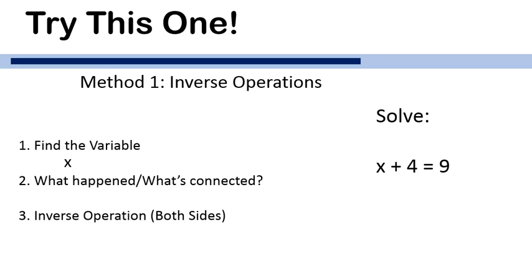I found my variable x. What happened to x? I added 4. So I'm going to do the inverse, which is subtracting 4 from both sides of the equation. 4 minus 4 is 0, leaving me x on the left. 9 minus 4 is 5. 5 is the correct solution.